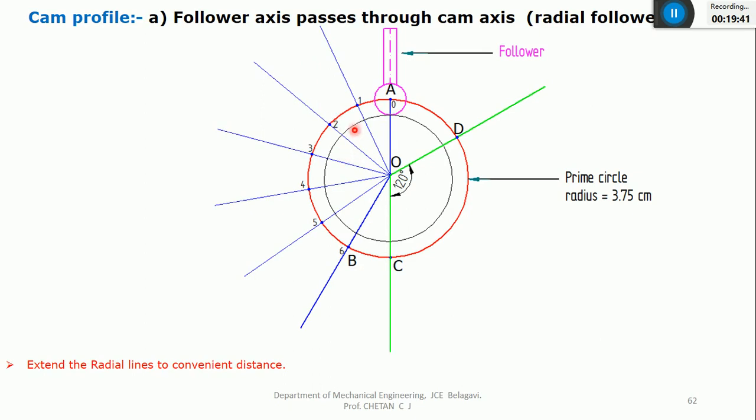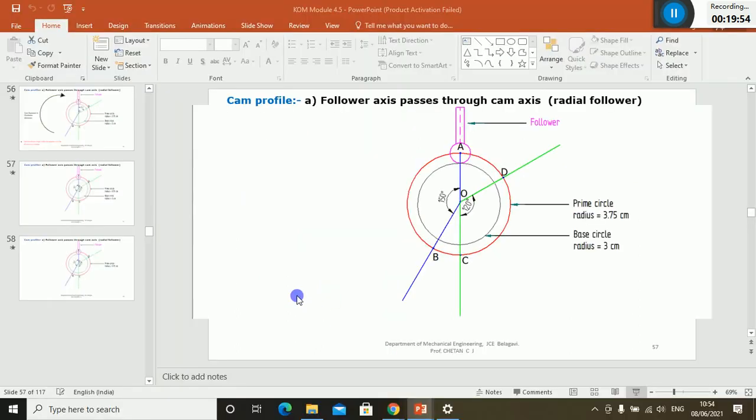And the next step is you need to transfer the distances from the displacement diagram. That is 1 to 1 dash, 2 to 2 dash, 3 to 3 dash, 4 to 4 dash, 5 to 5 dash, and 6 to 6 dash. If you want, I can show that one.